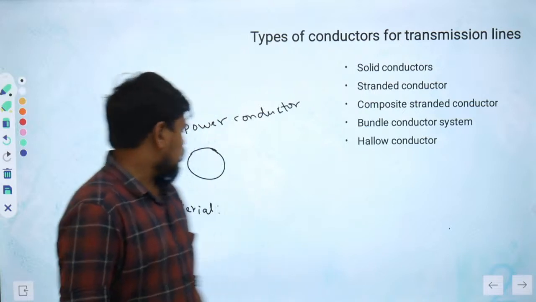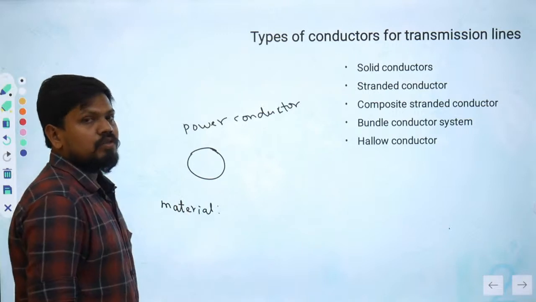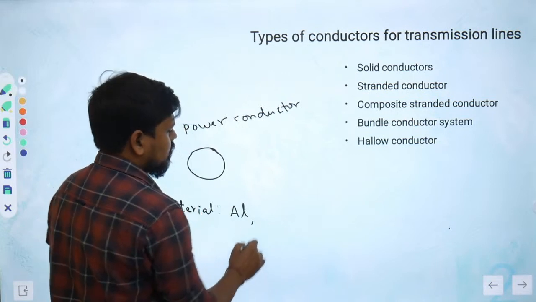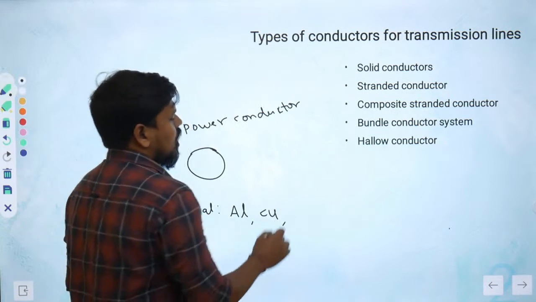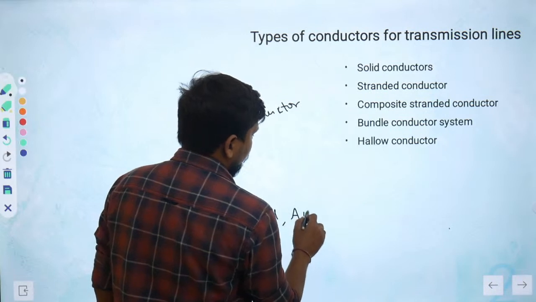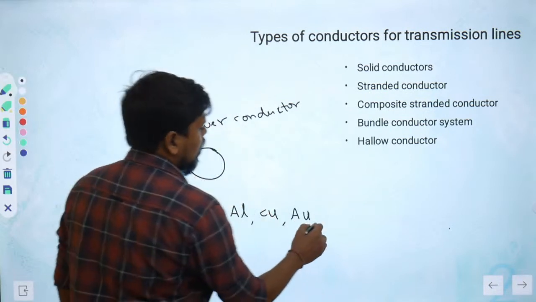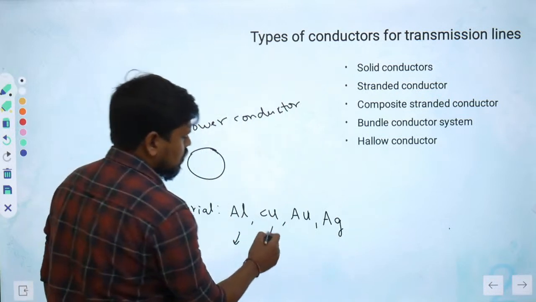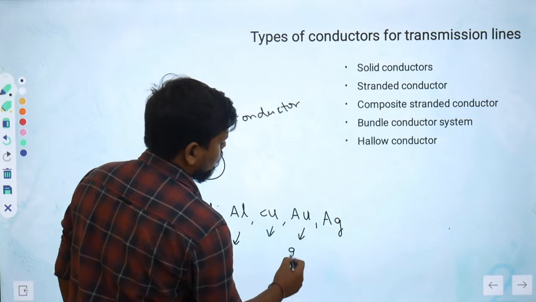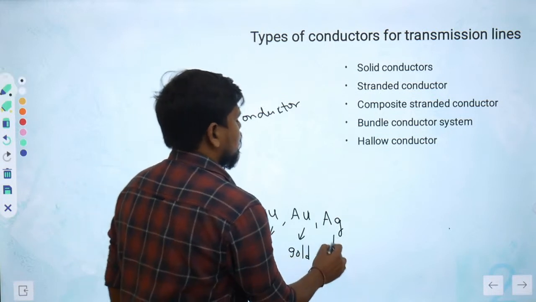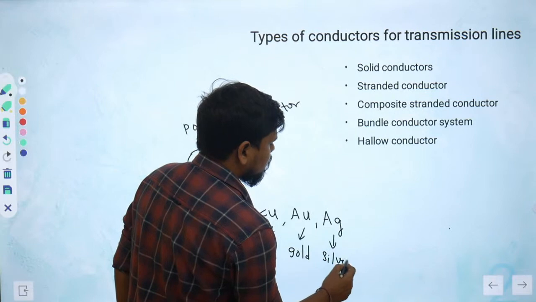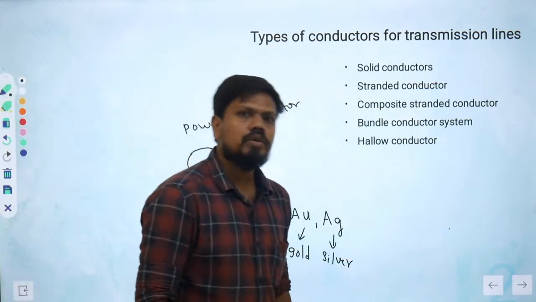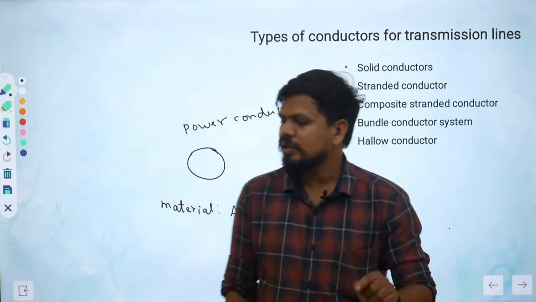Anyway, what material are we using for this conductor? We can use aluminum conductors, copper material, or gold material. Au means gold, and similarly silver we can use. So this is aluminum, this is copper, this is gold, and this is silver. These are all the proper materials we can use for the power transmission lines.